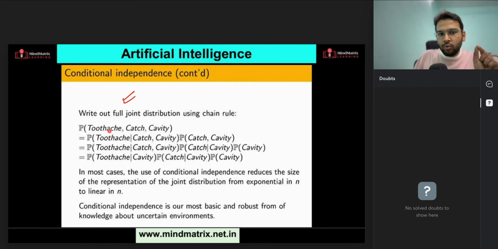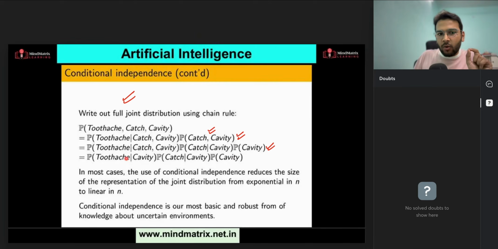So probability of toothache, catch, cavity, we can write like probability of toothache given catch, comma, cavity, right? Catch and cavity. Probability of catch, comma, cavity. So this thing we can write. Again, the same thing, multiplication rule we are using, nothing else. Further, this thing, probability of catch and cavity, I can write like this: probability of catch given cavity into probability of cavity. Again, the same multiplication rule. Yes or no? Able to understand, everyone?